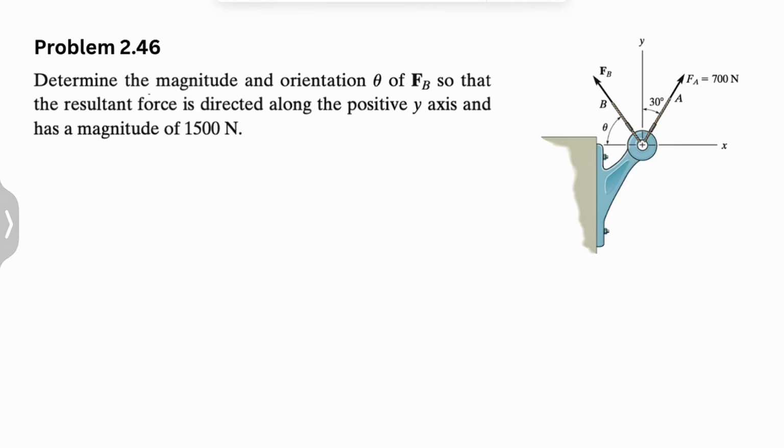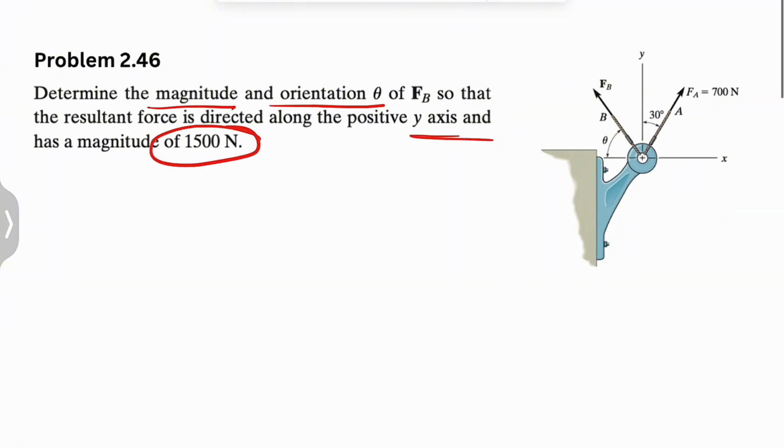Alright guys, welcome back. We have another question from the second chapter of Engineering Mechanics by Hibbeler, and we need to determine the magnitude and the orientation theta of the force Fb so that the resultant force is directed along the positive y-axis and has a magnitude of 1500.